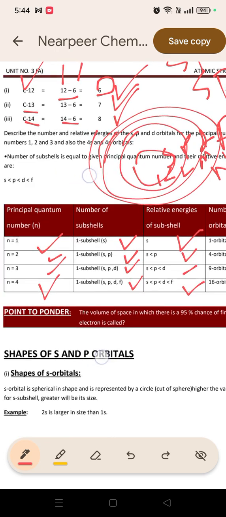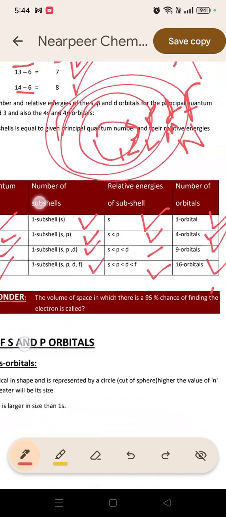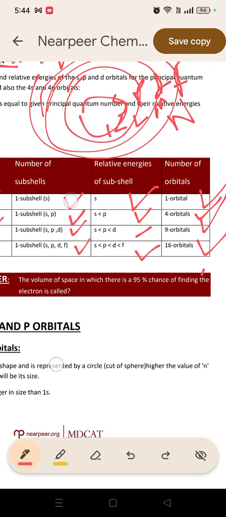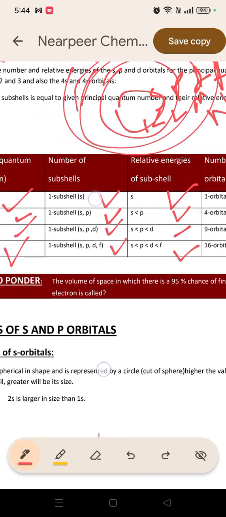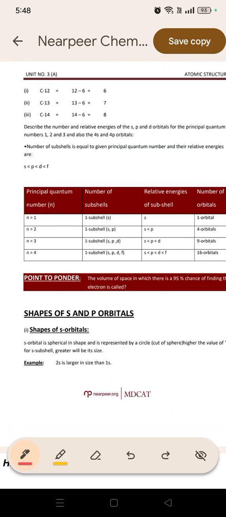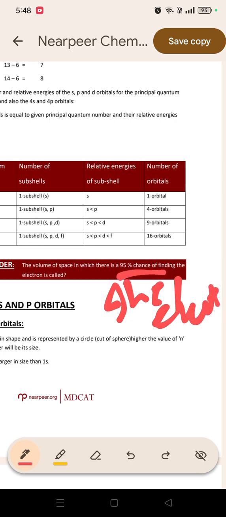And here we have a point to ponder, the main point which you need to remember. The volume of space in which there is a 95% chance of finding an electron is called an orbital. So when we need to find the radius, the region with a 95% chance of finding the electron is the electron orbital.